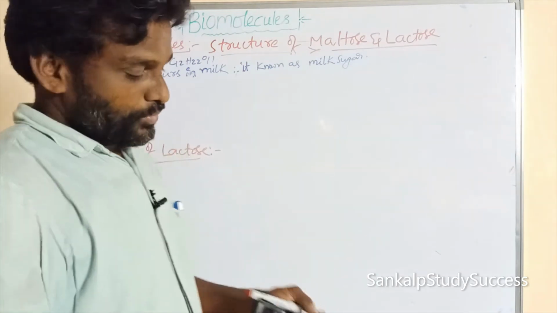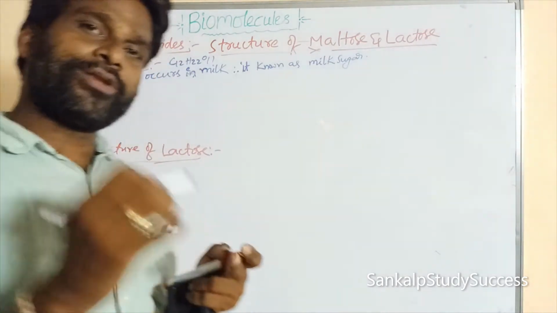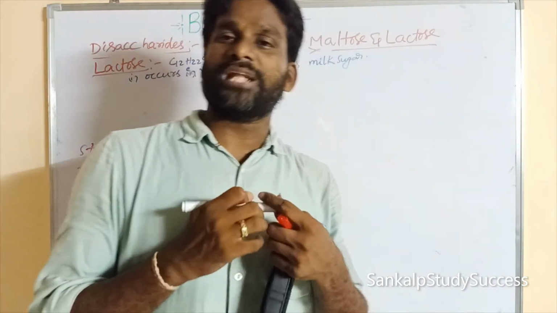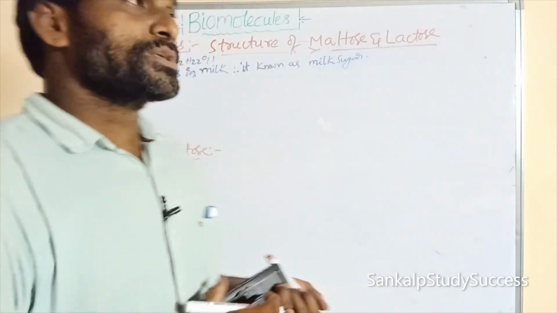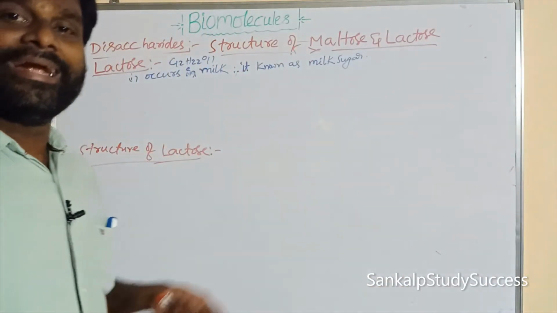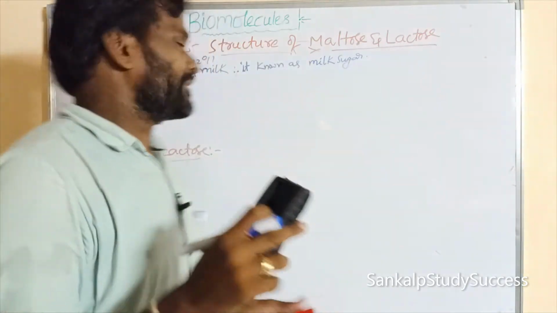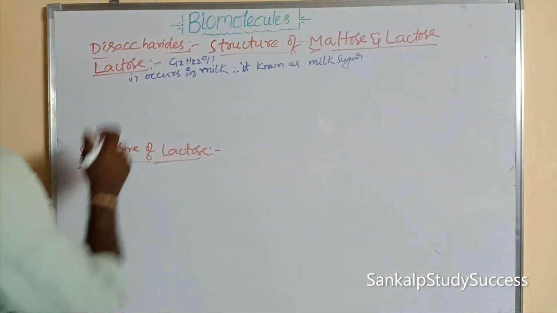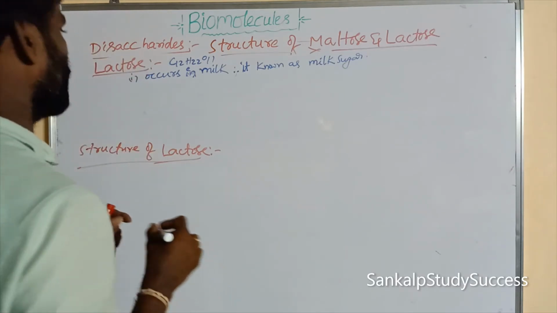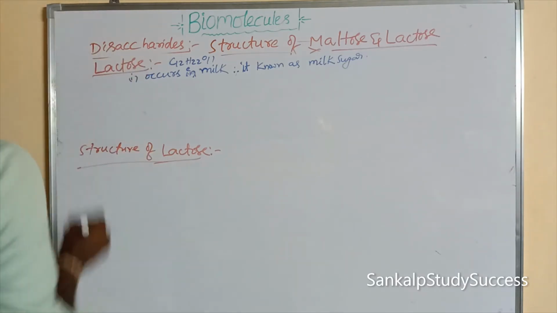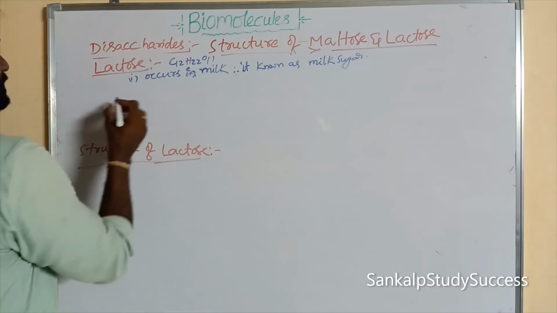Therefore it is known as milk sugar. What is the milk sugar among sucrose, maltose, lactose, cellulose? The answer is lactose. Why is it said to be milk sugar? Because it occurs in milk.